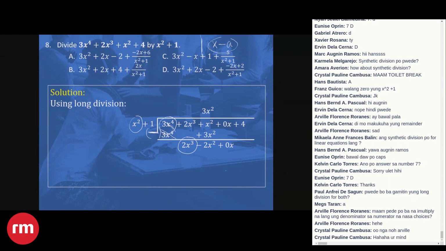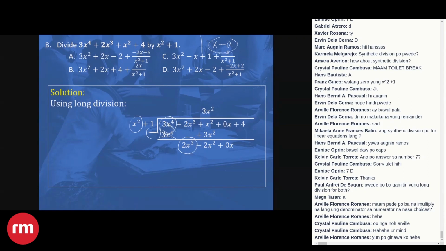Okay. So you just do the same. 2x cubed, the new leading term, divided by the leading term of the divisor, which is not changing, x squared. You will have 2x. Then again, multiply this 2x by the divisor. You will have 2x cubed plus 2x. Do subtraction. So dito, natanggal na yung 2x cubed. So again, malalaman nyo lang pagtapos na kayo kapag nababa nyo na lahat ng terms ng dividend. So you have now negative 2x squared. So, nandito na tayo sa negative 2x squared. So, ibig sabihin na sa quadratic term na tayo.